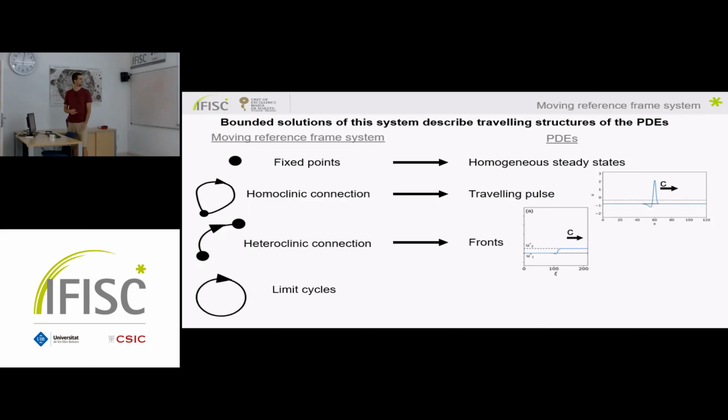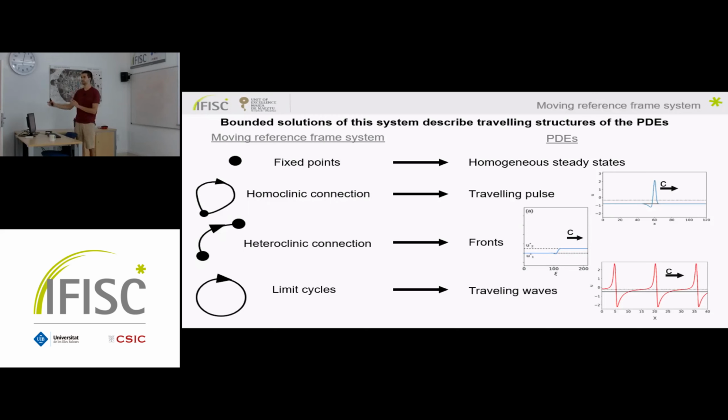And finally, limit cycles of this moving reference frame system will describe traveling waves, a train of waves. So these are periodic solutions that move in space without changing their shape.